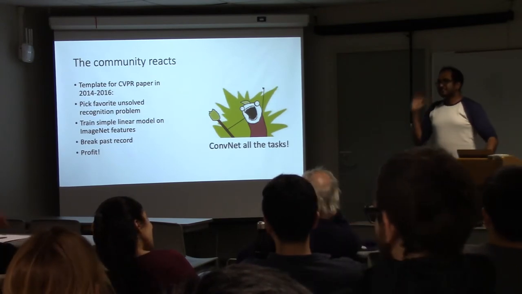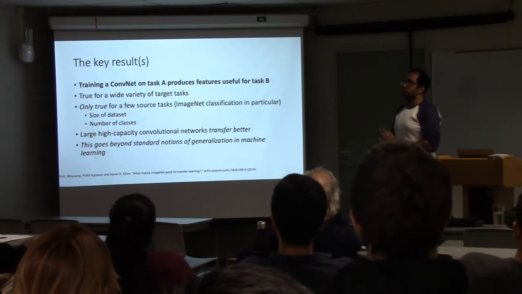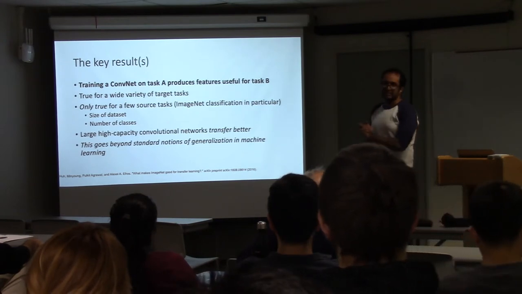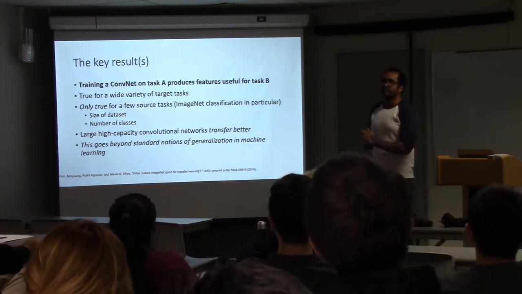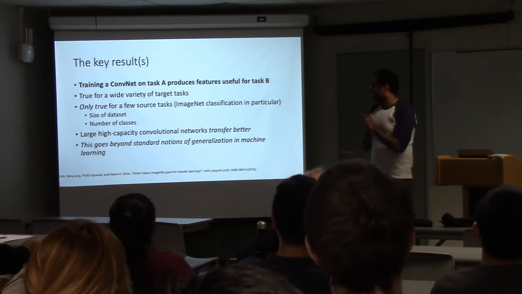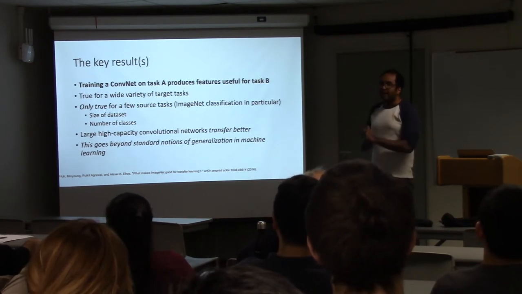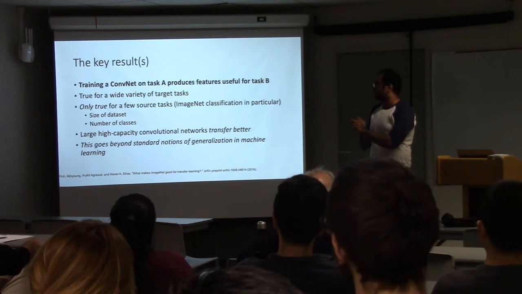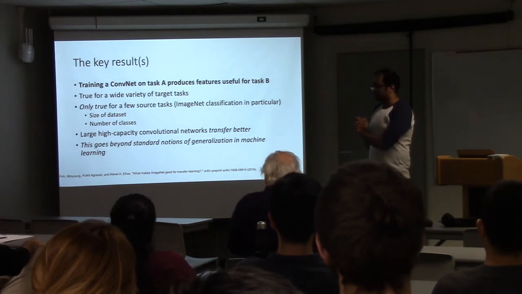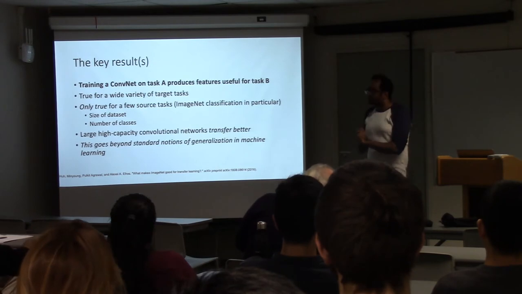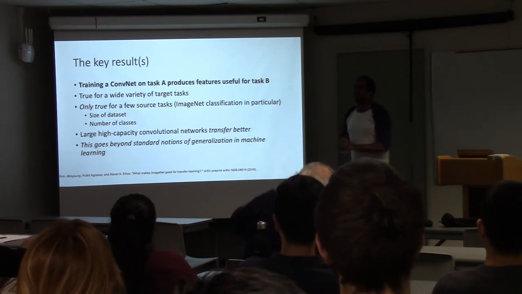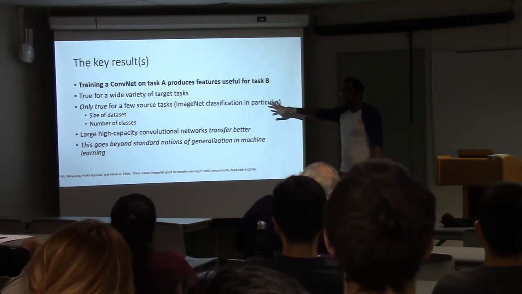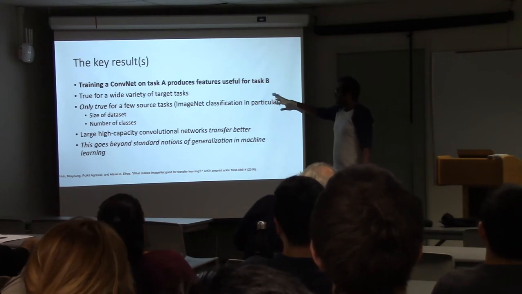So this is a key result, that training a convolutional network on one task seems to produce features that are useful for task B. And this is the result that I find fairly mysterious. I'm not entirely sure why this happens. It turns out to be true for a wide variety of target tasks. So lots of tasks that we wanted to solve seem to be amenable to this approach. It only seems to be true for a few source tasks. In particular, training a network on ImageNet seemed to be the only way of getting some features to do this.